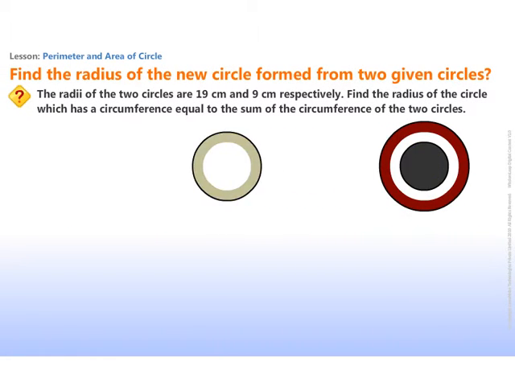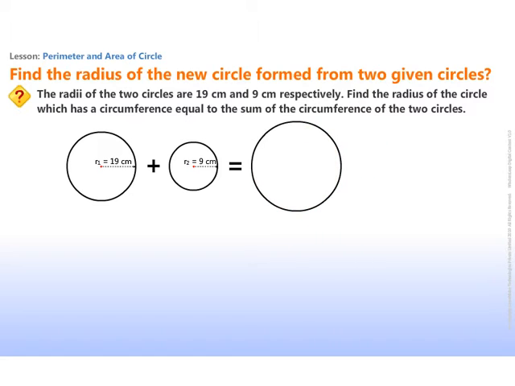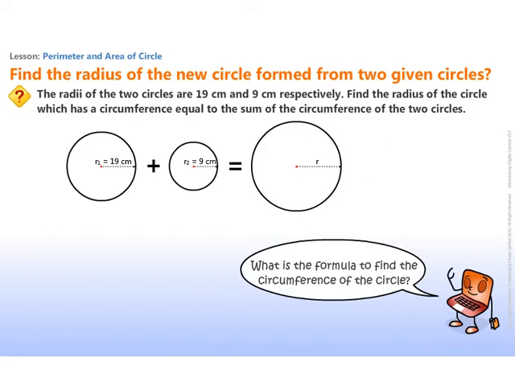The radii of the two circles are 19 centimeters and 9 centimeters respectively. Find the radius of the circle which has a circumference equal to the sum of the circumferences of the two circles. It is given that the radius of the first circle R1 is equal to 19 centimeters and that of the second circle R2 is equal to 9 centimeters. Let the radius of the third circle, whose radius has to be found, be equal to R centimeters.